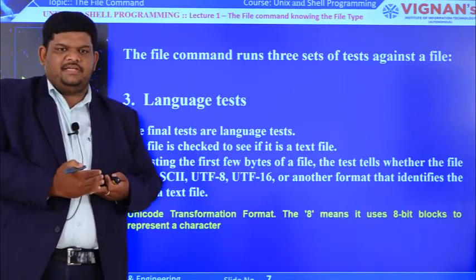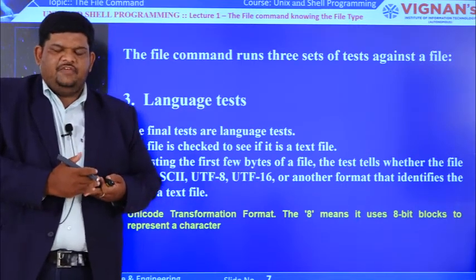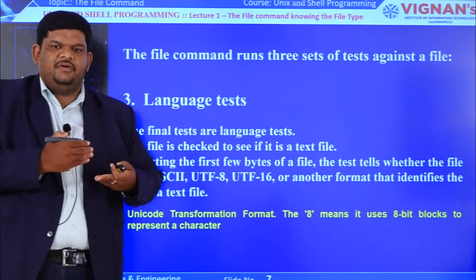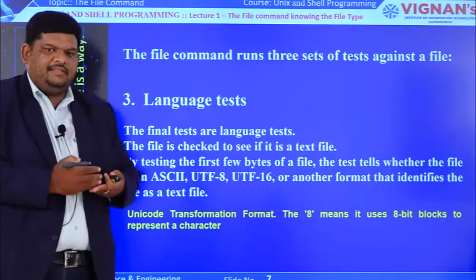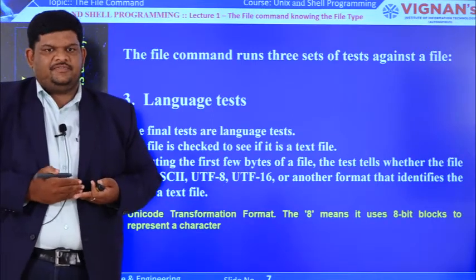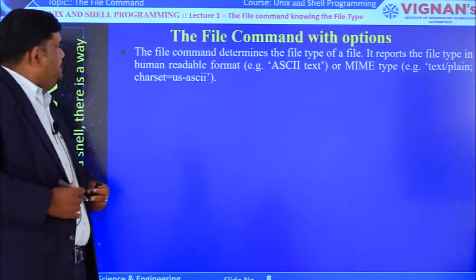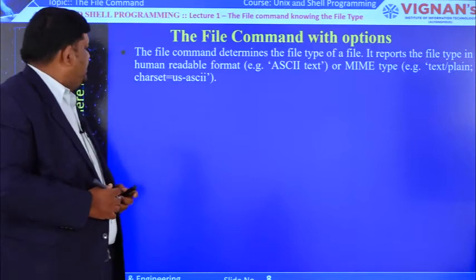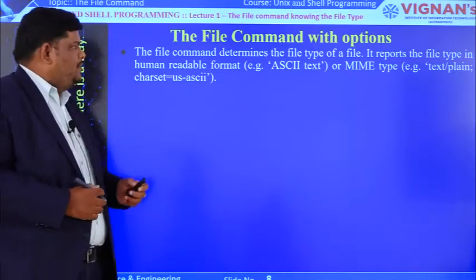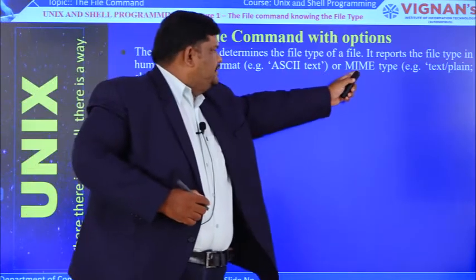The first is file system testing. If it is an empty file, it straight away gives empty file. If it is not an empty file, then it performs the magic testing, or else it performs the language testing. After performing all these three types of testing, we get the output of which type the file is. So the file command determines the file type of a file. It reports the file type in a human readable format.